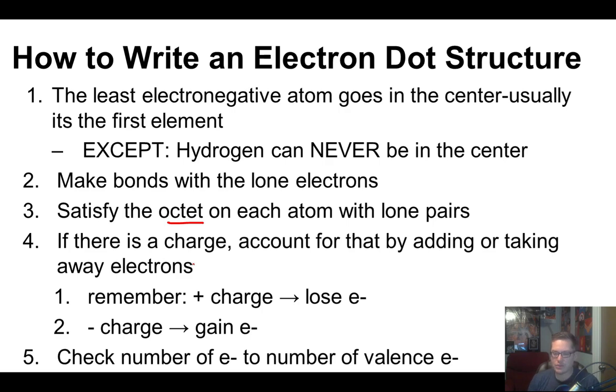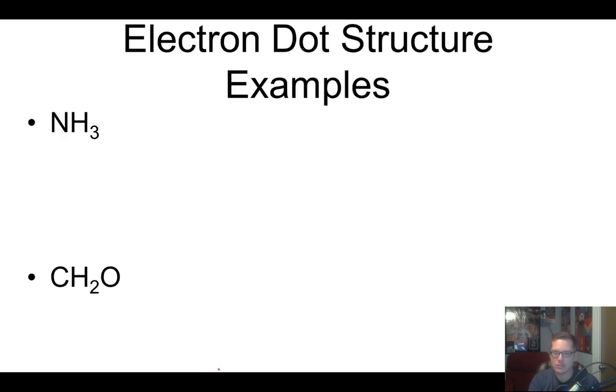If there's a charge, you need to account for that by adding or taking away electrons. Remember that if your thing has a positive charge, that means it lost electrons, so you're going to take electrons away if you see a plus. If it's negative, that means it gained electrons, because electrons are negatively charged. So it's a little bit backwards. And then finally, you're going to check the number of electrons you've used in your drawing against the number of valence electrons that are available. That's the general rules here.